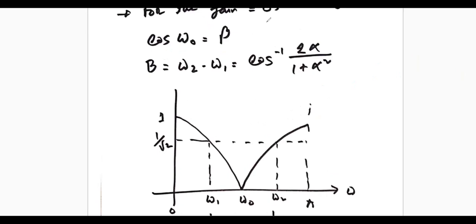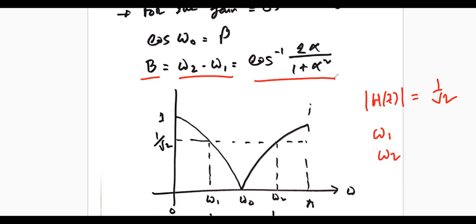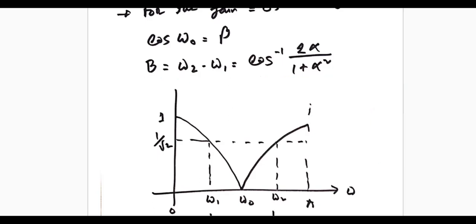On the other hand, similarly, if we have H(z), which we have already defined, and the magnitude of this is equal to 1 divided by root 2, similar to the previous one, you can find two values, omega 1 and omega 2. From there, omega 2 minus omega 1 gives the bandwidth, and you can establish this equation. Please do it yourself, and if you find any problem, just let me know and we can discuss it in the class. So those are the two fundamental equations, where they are independent.